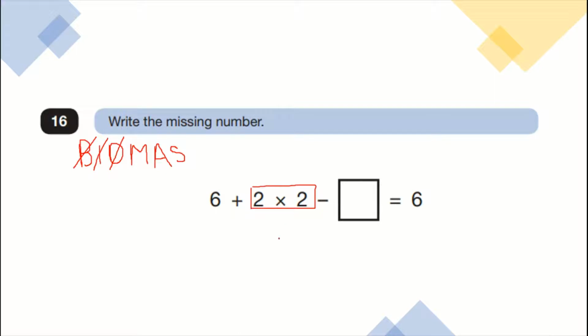2 times 2 is 4. Then we're going to be moving on to the addition. 6 plus 4 is 10. So 10 minus a number equals 6. Now if we do 10 minus 6, we can get the answer for this box here. 10 minus 6 is 4, so our answer is 4.